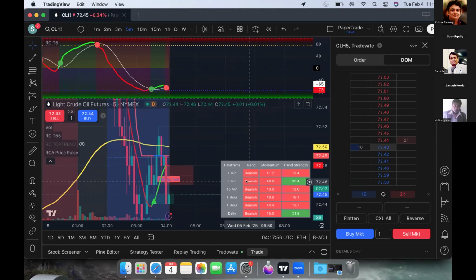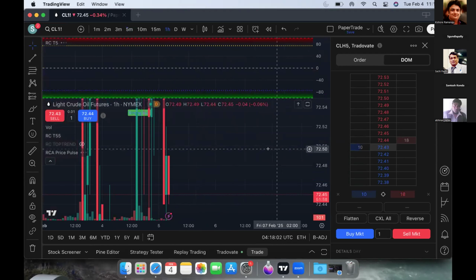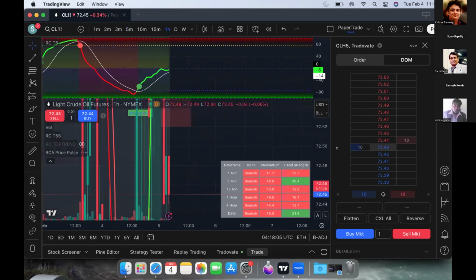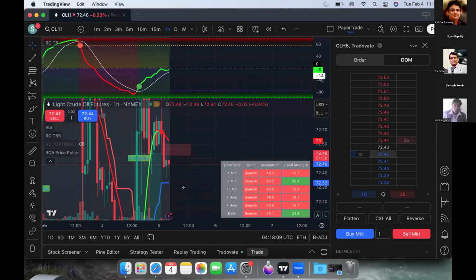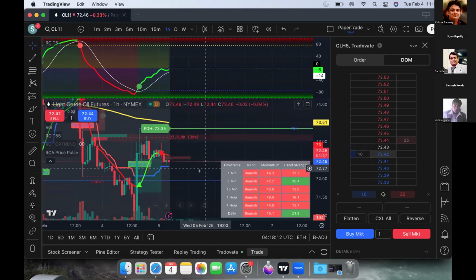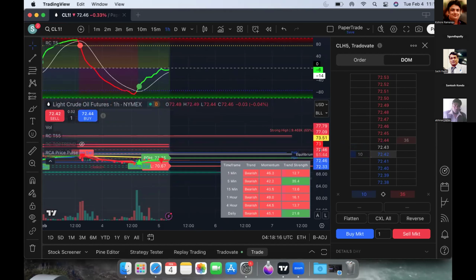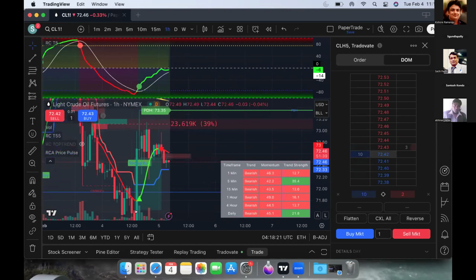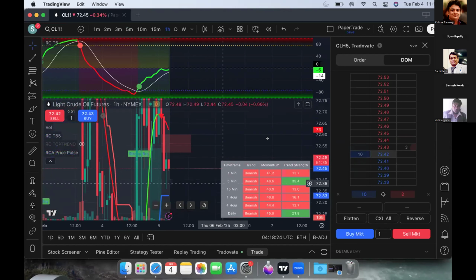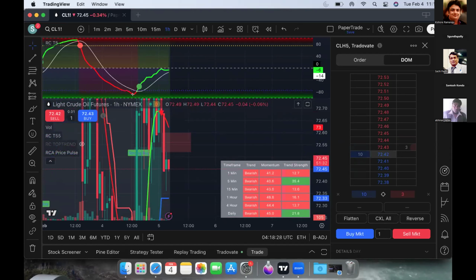So what do you think about crude oil? Can you go to the 1 hour time frame? Can you scroll it down? So what do you think the trend is in the 1 hour? Do you think it's bullish or bearish? One second. Mine is extremely slow. In the last 1 hour, this was showing bullish, right? No, no, don't look at that. Just look at the price. Is the price moving up or moving down?